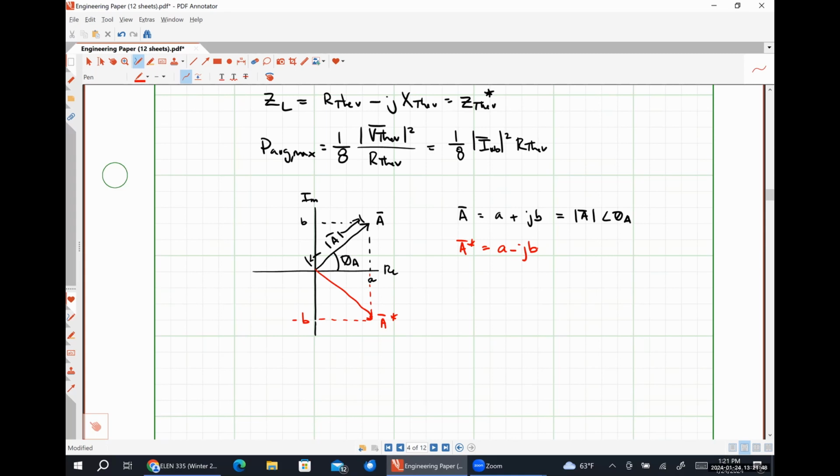And in polar form, our vector didn't change length at all. So it still has a length of the magnitude of A, but now it has an angle of negative theta A. So that's the magnitude of A, angle negative theta A. So when we're performing the complex conjugate operation, all we're doing is changing the sign on the imaginary part if we're dealing with a rectangular form complex number, or changing the sign on the angle if we're dealing with a polar form complex number.